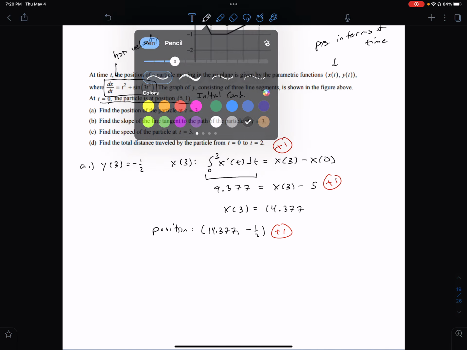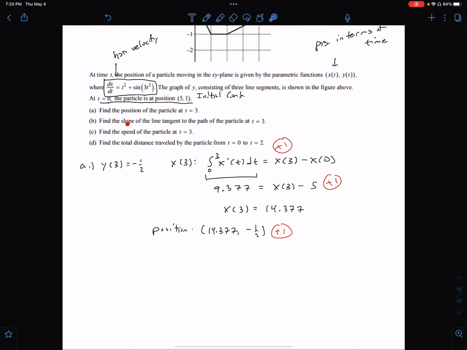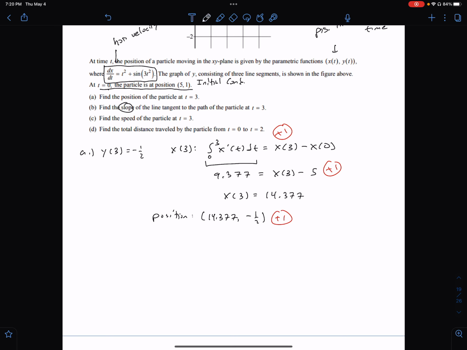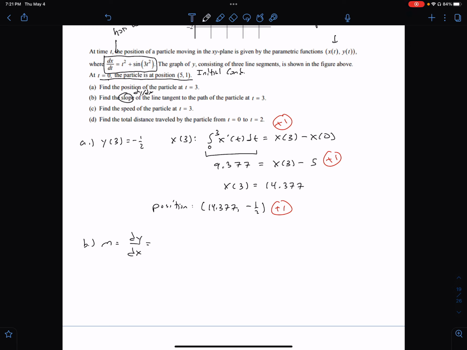Part B, let's take a look here. Now we want to find the slope. Well, we saw this in our example with our polars. Anytime we want to find slope, slope is always the change in y over change in x. It's always dy dx. So for part B, if we want to find the slope, it's always dy dx. Now, in terms of parametrics, like what we have here, it is y prime of t over x prime of t. And you're going to write that down. And we want to let t equals 3 here. So we're going to let t equals 3, y prime of 3 over x prime of 3.